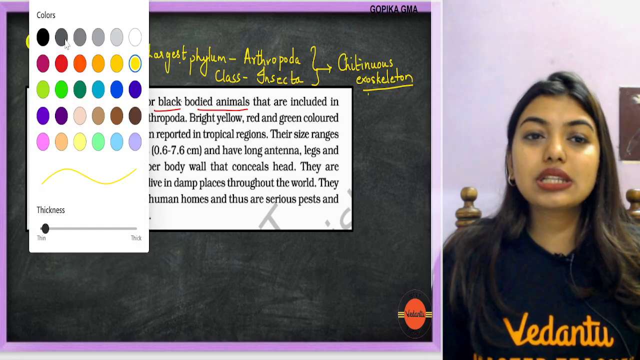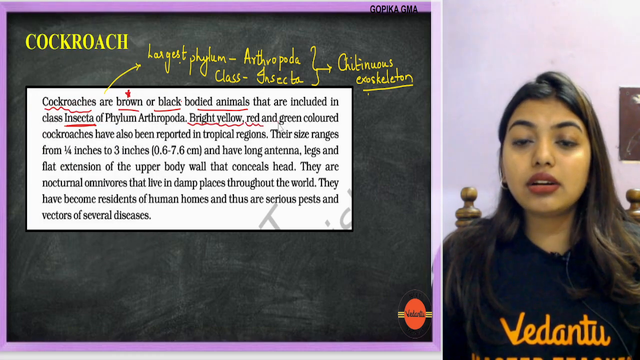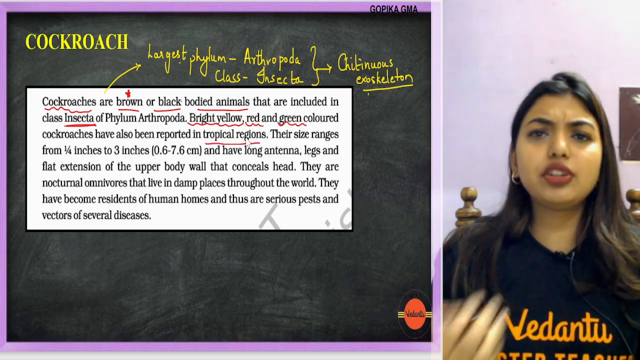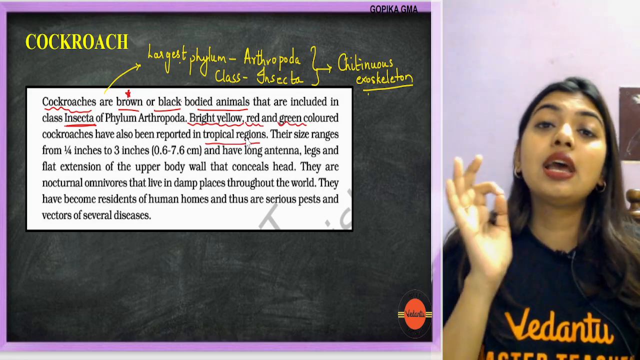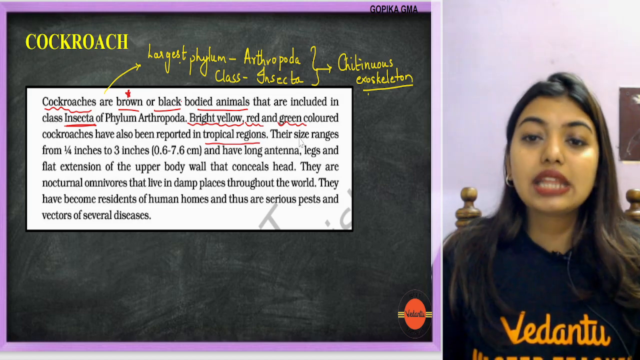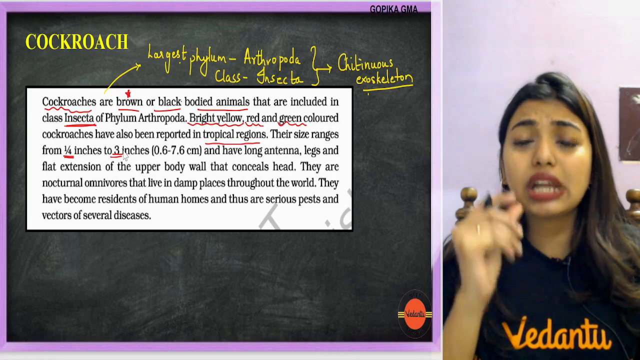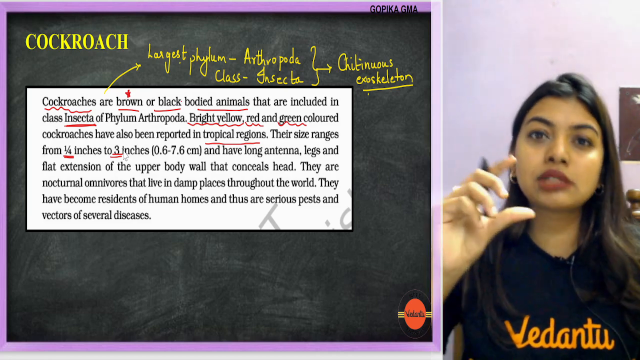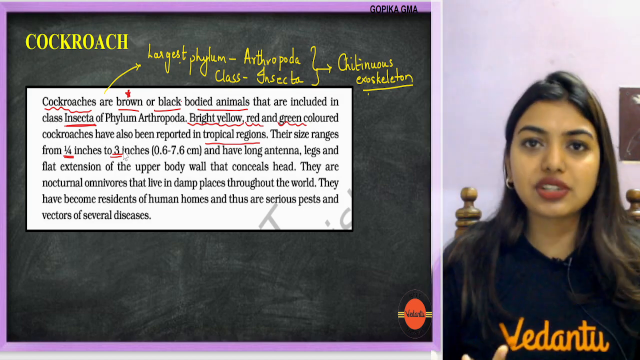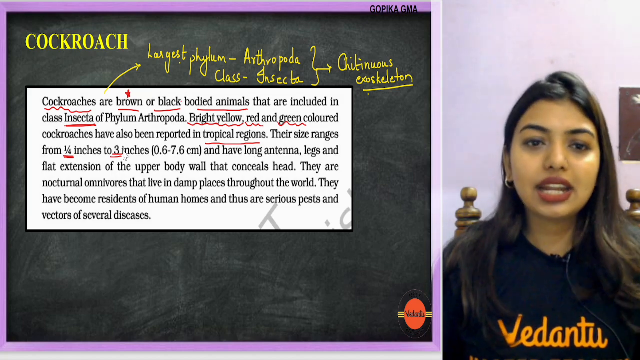Now look here students, what are the colors that we spot in different places? Bright yellow, red, and green colored cockroaches have also been reported in tropical regions. Normally we do not get to see all these kinds of colors, but it is present, okay? Their size ranges from 1/4 inch to 3 inches. So you can just imagine how tiny a cockroach can be, to a maximum of 3 inches, right? But we 6 feet, 5 feet, 4 feet people get scared of them, right? Scared of cockroaches, especially when they start flying. Then that is the end of our story, right?